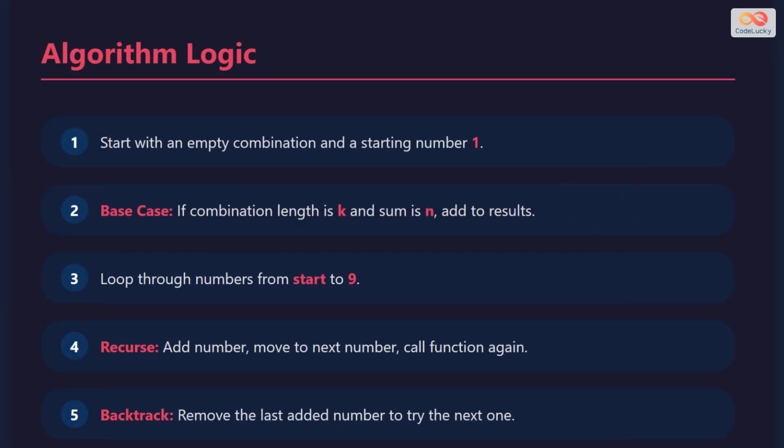Here is the step-by-step algorithm. We start with an empty list. Our base case checks if we have exactly k numbers with sum n, and if not, we loop through numbers from our starting point up to 9. Inside the loop, we add the number, recurse to find the next one, and then backtrack by removing the number to explore other possibilities.